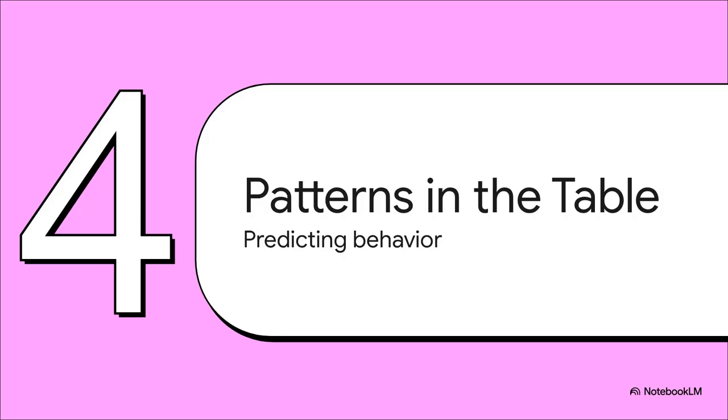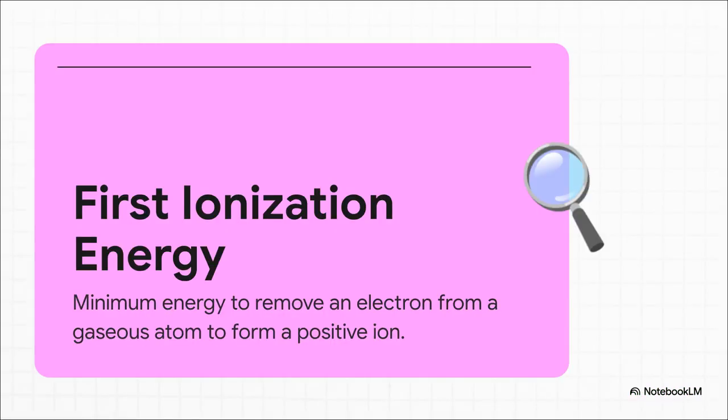It's so cool. All right, Section 4, patterns in the table, predicting behavior. Because these elements are arranged so systematically, their properties actually change in highly predictable patterns. Let's look at a truly measurable one, the first ionization energy. Simply put, this is just the minimum amount of energy required to literally rip an electron away from a gaseous atom to form a positive ion. You see, because those negatively charged electrons are strongly attracted to the positively charged protons in the nucleus, you have to apply some serious force to overcome that attraction and pull an electron away.